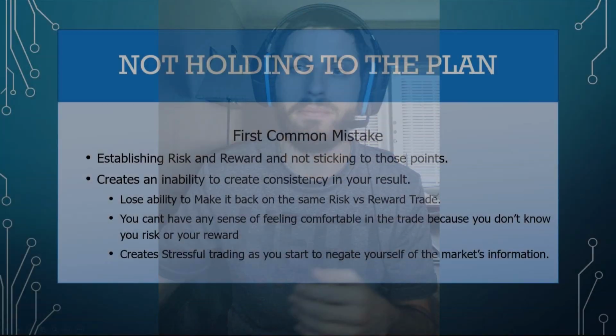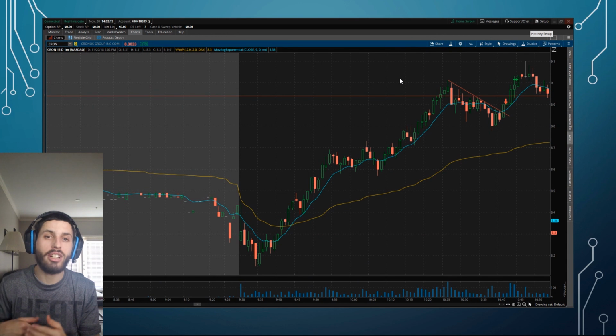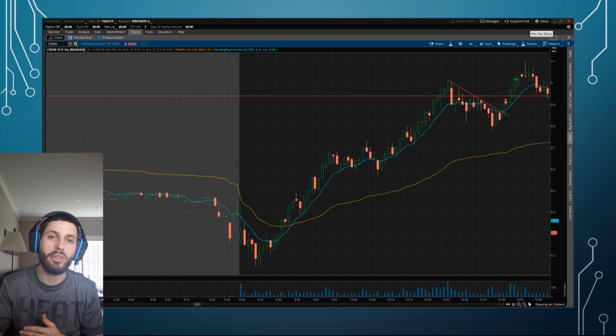With no confidence, you don't hold to the plan, thus creating stressful trading, which then closes you off to the market information, and then you make the wrong decisions because you're either indecisive or you won't hold to your plan. That indecisiveness is really what gets you to not hold to your system. Like here on a trade on Cron, you really need to just hold to your system. If you're not holding to your trading plan, you end up cutting your trade short right when you had your winning trade, and then you don't get to that next level.